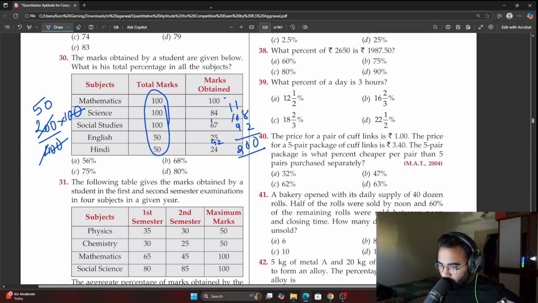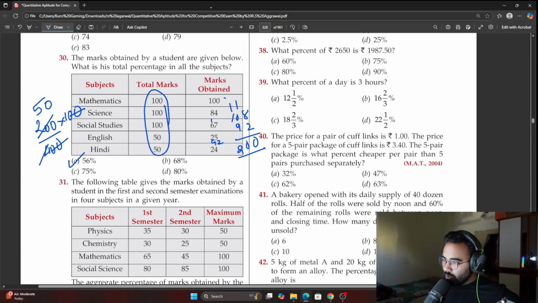So, but there is no answer given as 50%. I think I'll take 56%. Is there an error in adding? I don't think so. 4 plus 4, 8. 8 plus 2, 10. 7 plus 5, 12. 6 plus 2, 8. 8 plus 1, 9. 92.